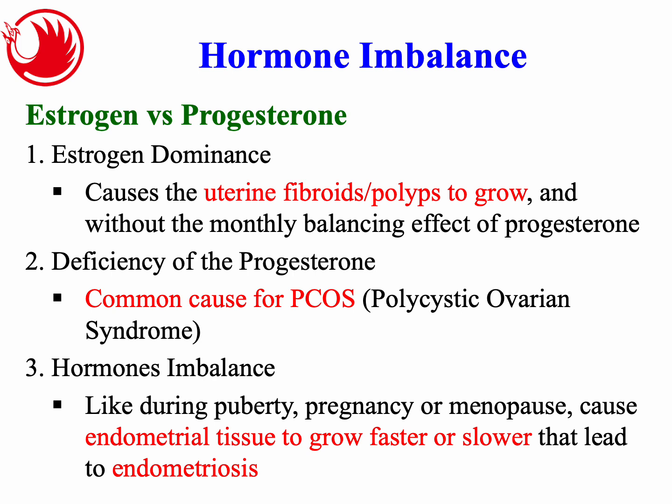So in summary, maintaining a balance between estrogen and progesterone is crucial. It is important to prevent conditions such as fibroid, polyp, PCOS, and endometriosis.